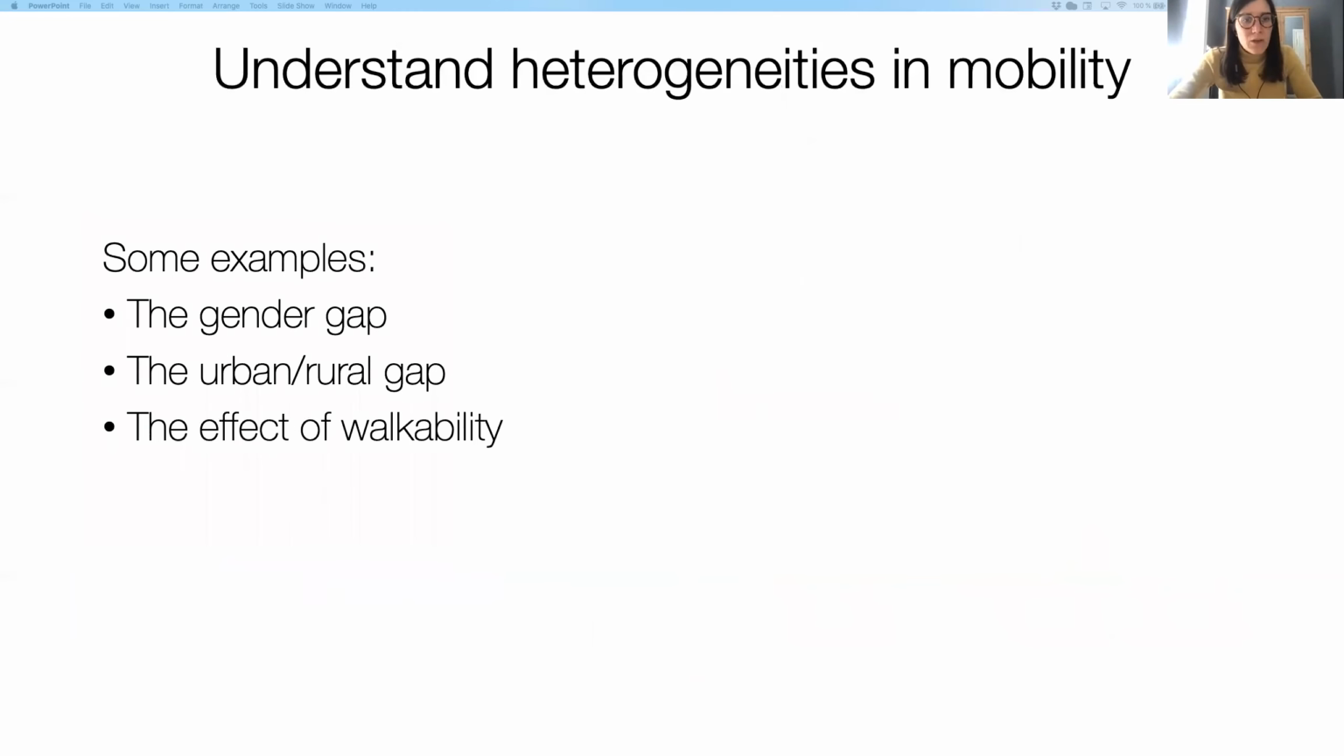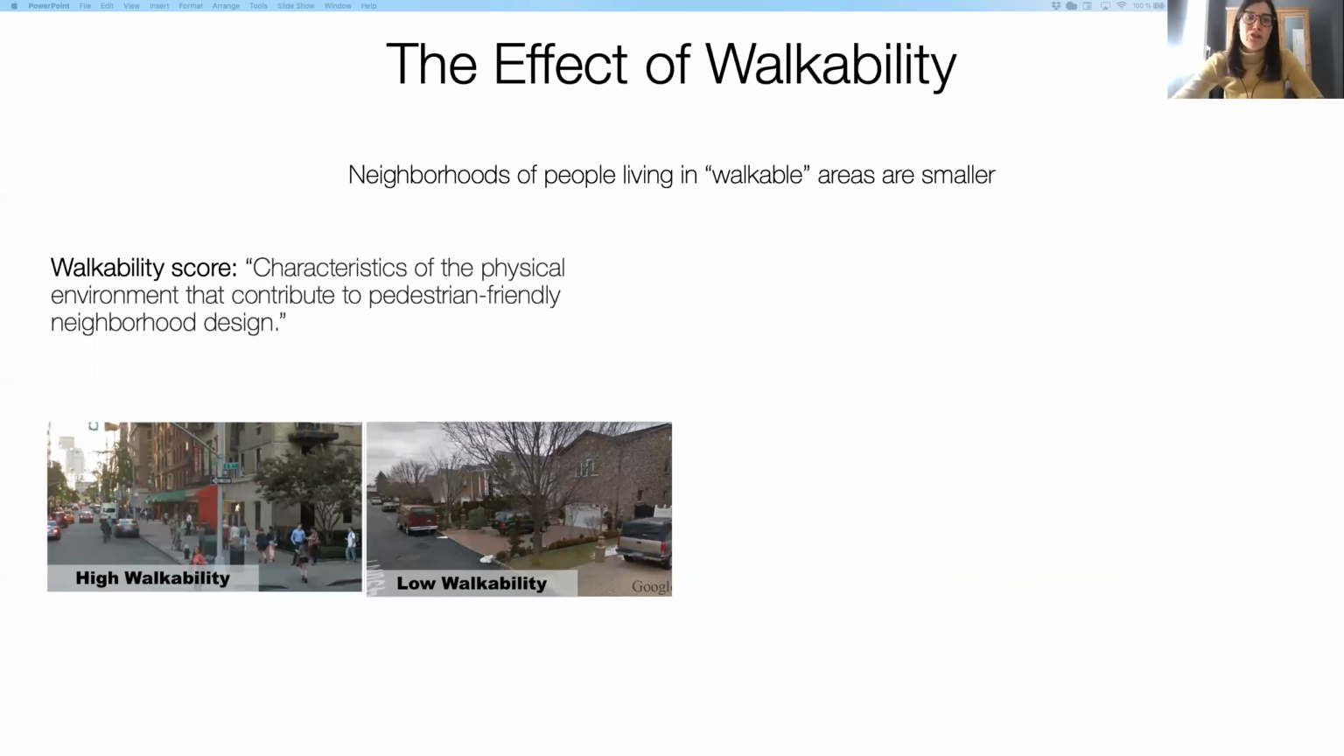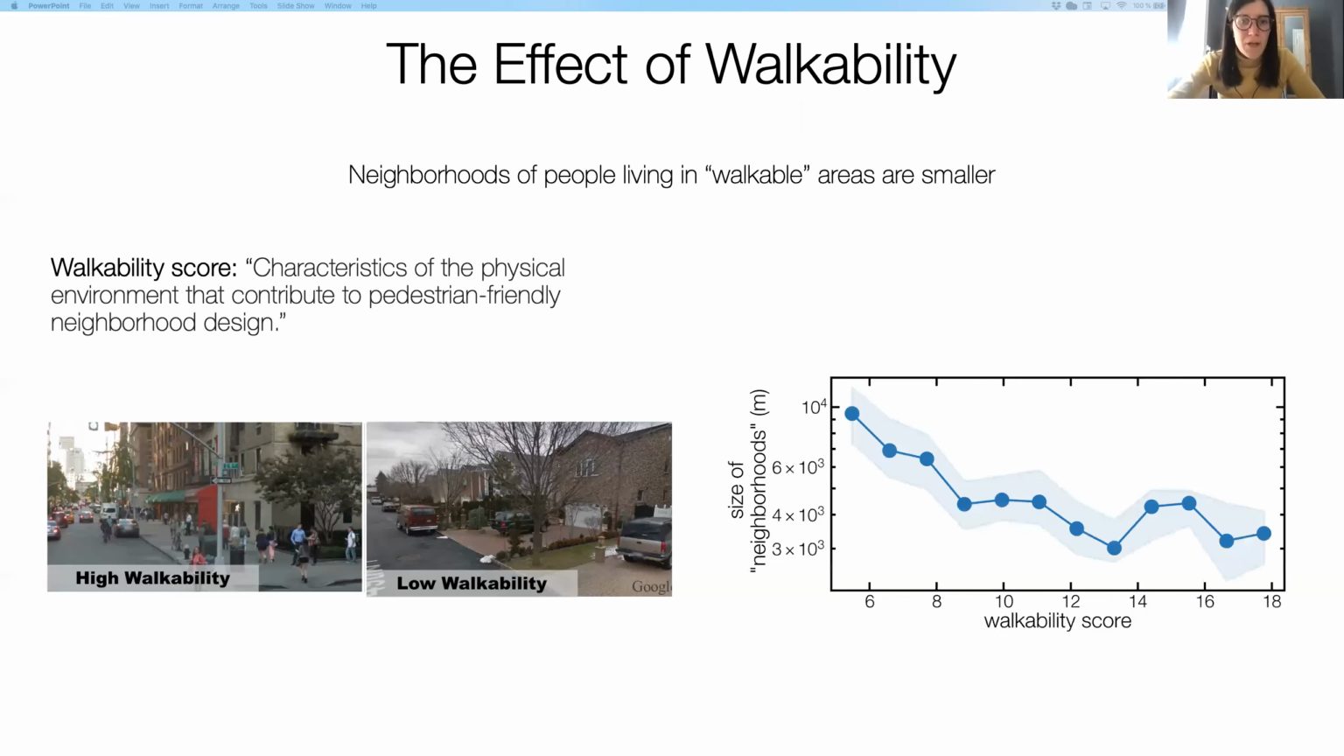And to understand this even better, we looked at the effect of walkability. Walkability measures the characteristics of the physical environment that contribute to pedestrian-friendly neighborhoods. So areas like the one in the left-hand figure are highly walkable. You can see there are lots of shops and people walking around. Areas such as the one in the right figure are less walkable because they are places where people need to drive to get to shops and so on. And in fact, we could see that the size of the containers correlates with walkability. In areas that are very walkable, where there are lots of opportunities, containers are smaller. In areas that are less walkable, containers are larger.